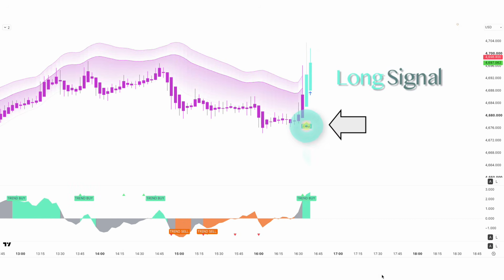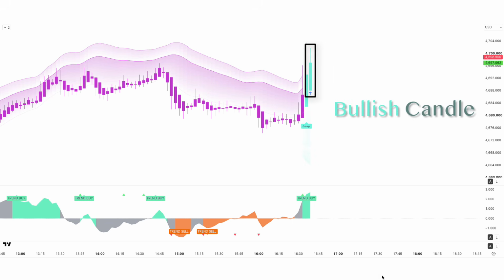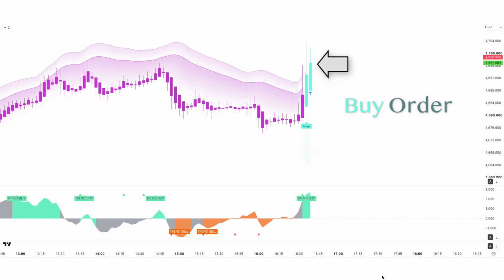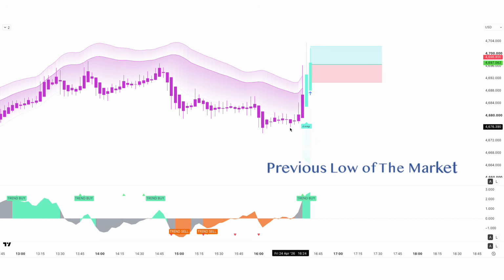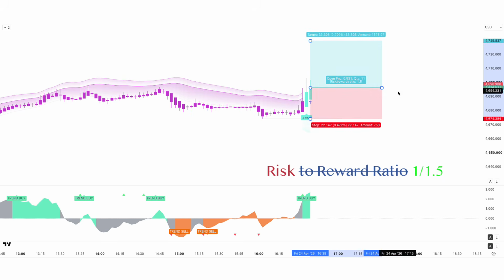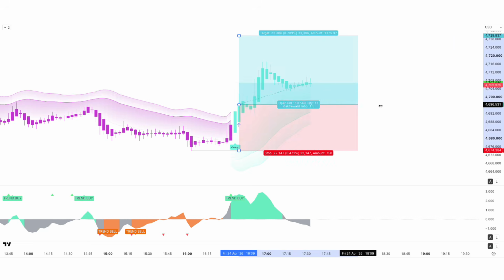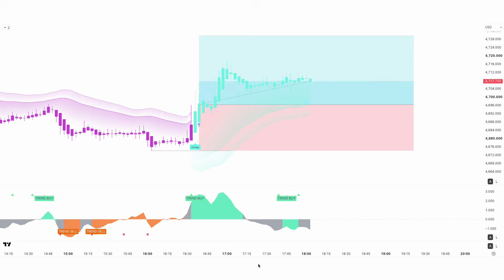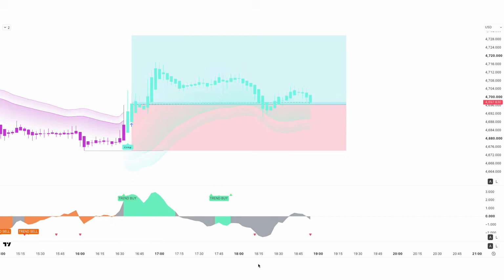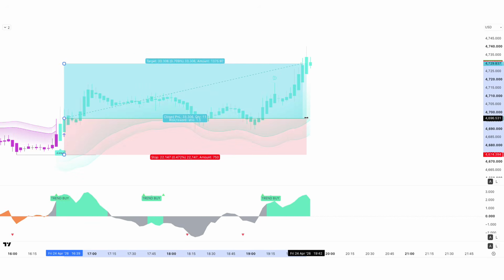When the Dynamic Trend Matrix arrow of this indicator gives a long signal, when the Buy Sell Trend Master indicator is in the trend buy and the area is green, and when the market forms a bullish candle, if this condition is fulfilled, then we will place a buy order. Our stop loss is to be placed at the previous low of the market, and the risk-to-reward ratio will be 1:1.5. The market has completely hit the target.